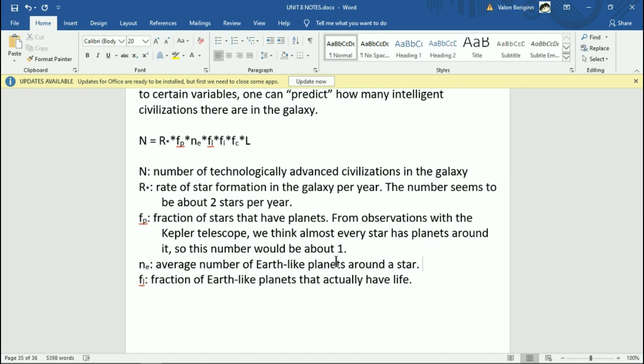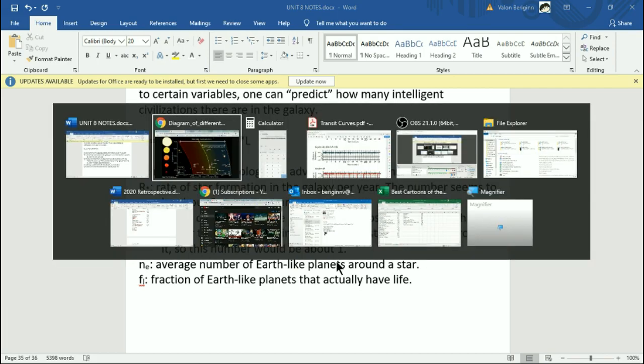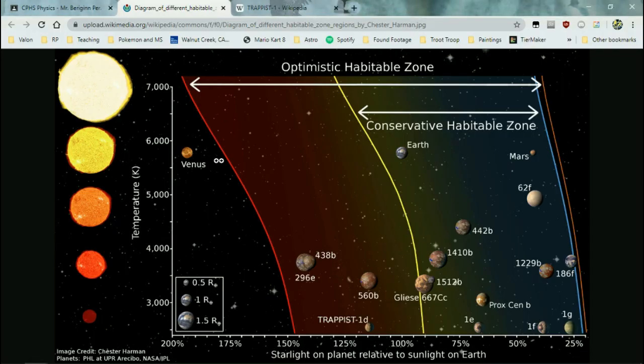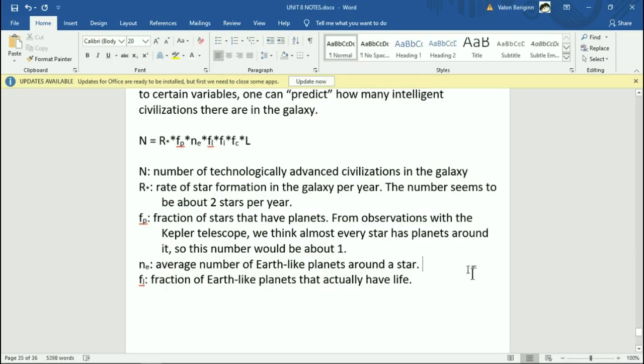Is Venus Earth-like? Going back to the image that I had, Venus is just a little bit outside of the line. What if Venus was just a little bit closer in, and its atmosphere didn't get so crazy? Could it be habitable? So we don't really know how this works very well, and so what this number could be.